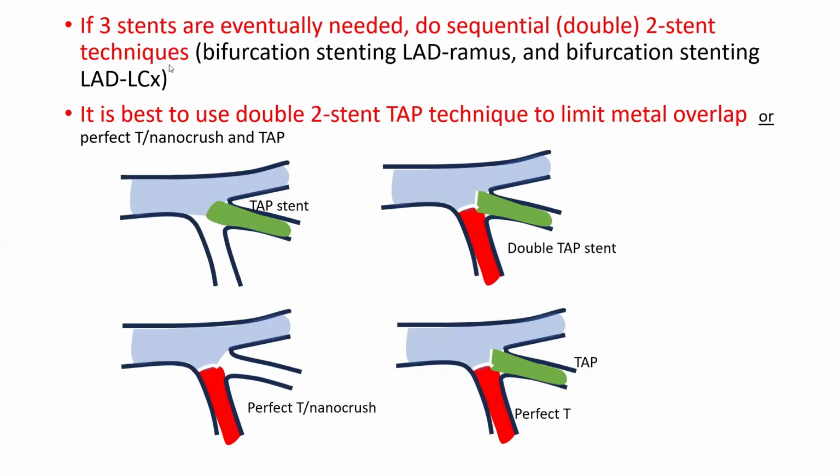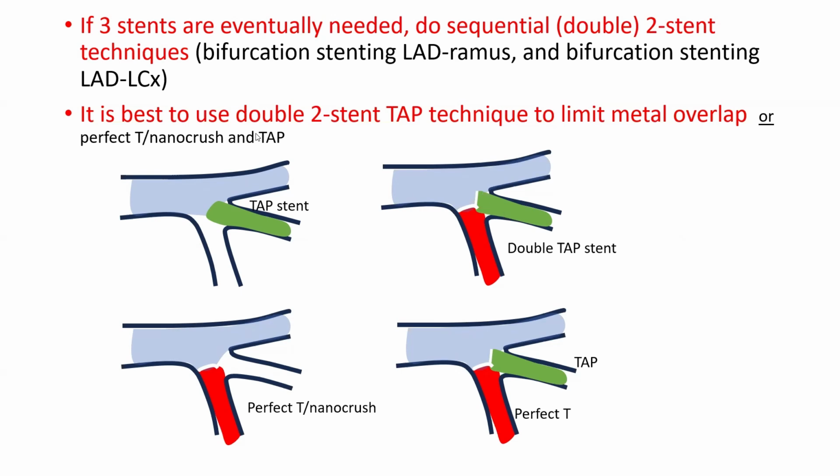Now, if 3 stents are eventually needed, and that should be an exception, again, even if you have complex disease in all 3 branches, you try to stent 2 and just protect with a wire the third. But if you choose to eventually stent that third branch, the technique we use would be sequential or double 2-stent technique. So you do bifurcation stenting for LAD ramus and bifurcation stenting for LAD left circumflex.